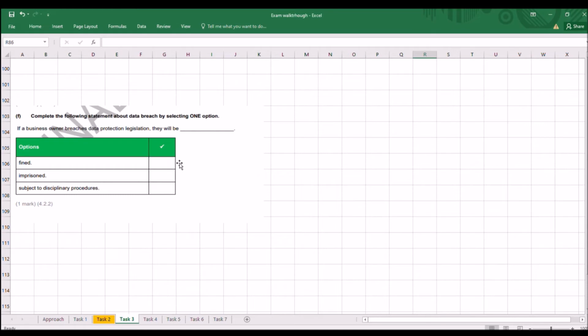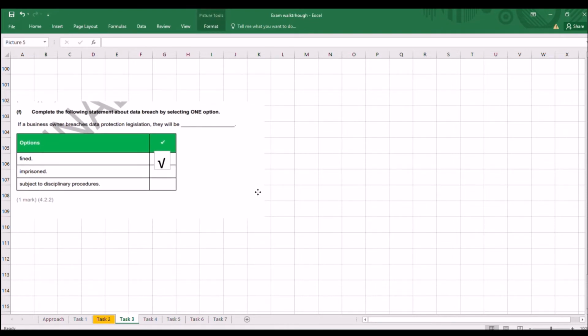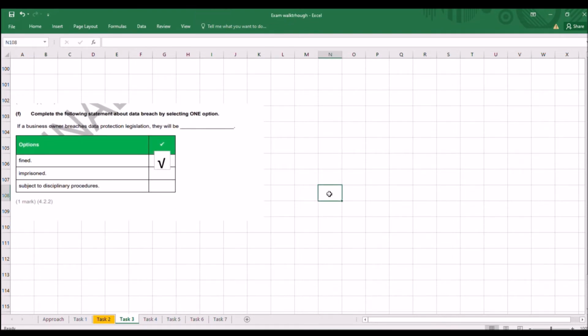Right, complete the following statement about a data breach by selecting one option. So we're still in GDPR 1 here. If a business owner breaches data protection, they will be fined. So it's the business owner. Fines, which are very hefty in GDPR, and they won't be imprisoned. That's getting a little bit harsh, unless they were doing some kind of fraud or something, but that's a different crime. And subject to disciplinary procedure by the organisation, so it's fine. So that will be that.